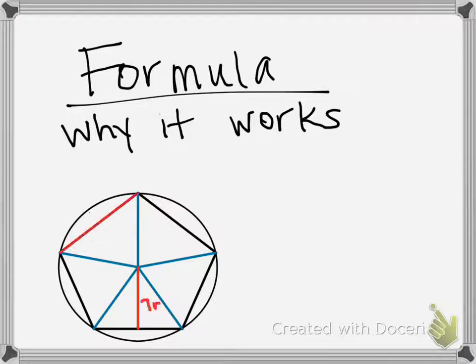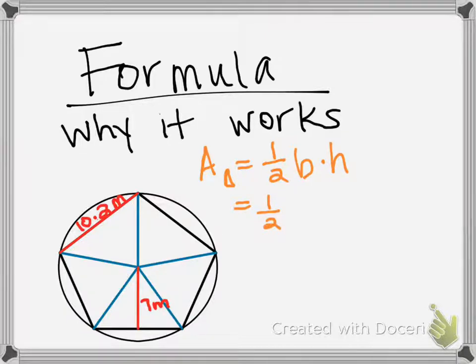So my apothem is 7 meters, and I've also highlighted 1 side length in red, 10.2 meters. So rather than actually use the formula, I'm going to start with the formula for area of a triangle. The area of a triangle is 1/2 base times height. So I can bring down my 1/2.